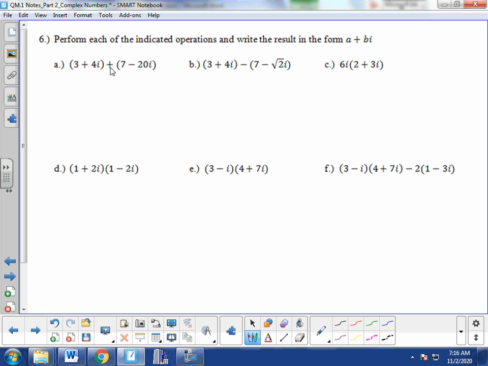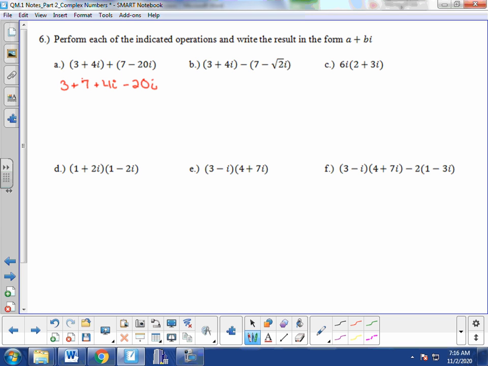So in 6a, we have an addition problem. We have two complex numbers shown in parentheses, two binomials, and they are added together. Similar to variables, we can treat i as a term, and we want to combine like terms. So if I remove these parentheses, I can rearrange. The parentheses aren't important here because there's nothing to simplify inside either parenthesis. I can take 3 and 7 and add those together. So let's have 3 plus 7 plus 4i, and then I can combine the 4i with the negative 20i.